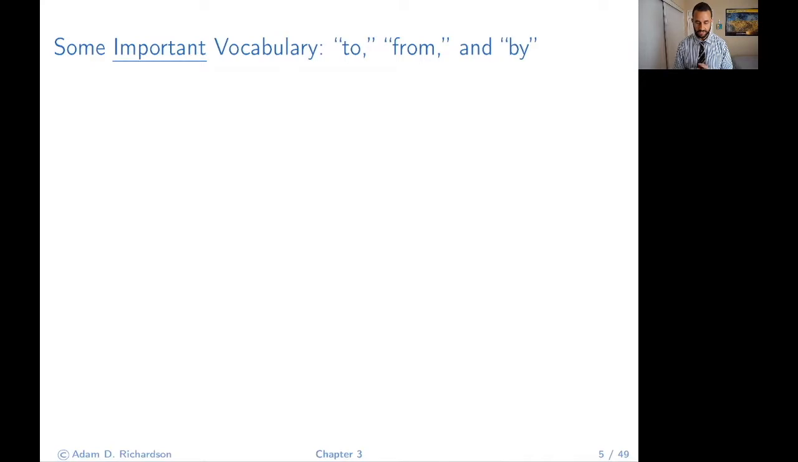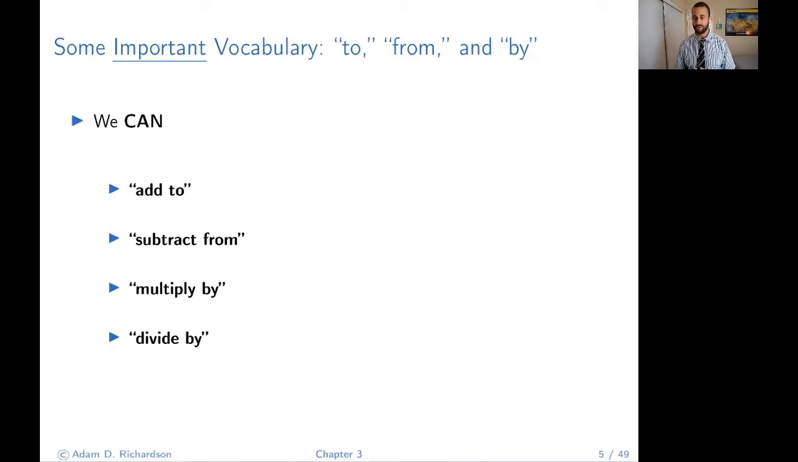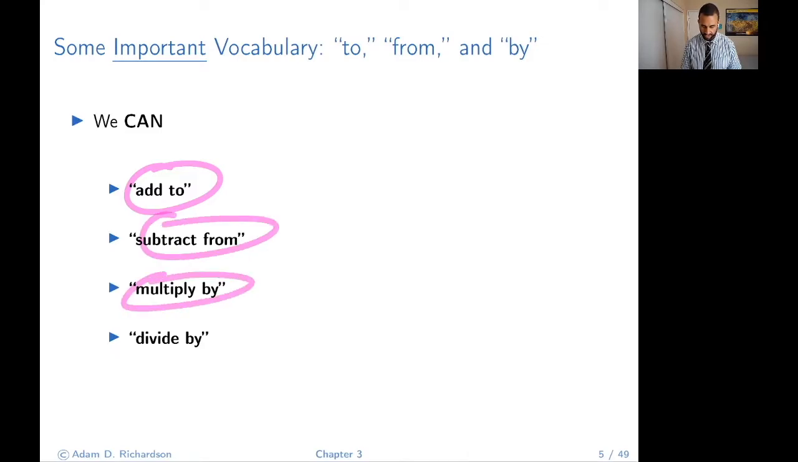Oh, yeah, that's right. First, some important vocabulary. This is very important vocabulary, using the words to, from, and by correctly. So here are the do's and the don'ts, you could say. Here are the conjunctions you're allowed to use. You can add to, you can subtract from, you can multiply or divide by. So those are essentially the only ways you can say you're going to do something like that. You can add this to that, you can subtract this from that, you can multiply by this, you can divide by this.